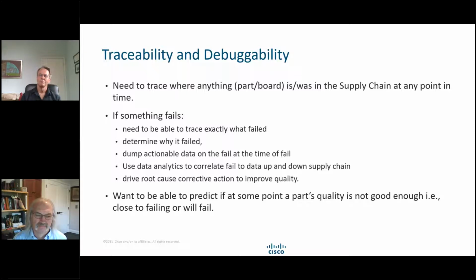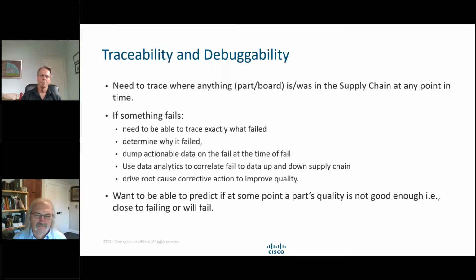It takes a lot of expert engineering effort to say at any point in my product, if any component fails, what signature am I going to dump out on that fail that allows me to not only trace the part, but to debug what failed, why it failed, how it failed, so that when I send it back to my component supplier for retest and RMA, they're going to be able to reproduce that fail immediately. So this whole dumping of actionable data is very, very key.